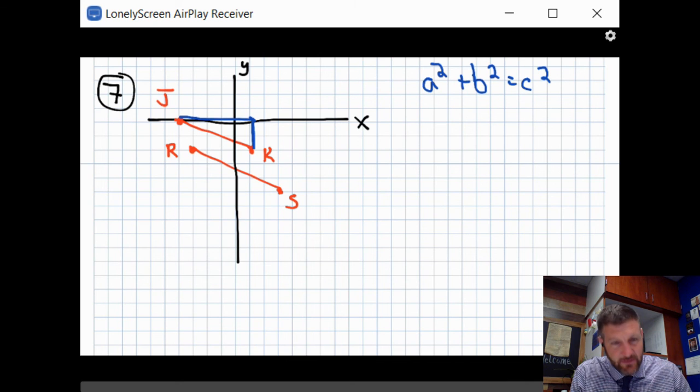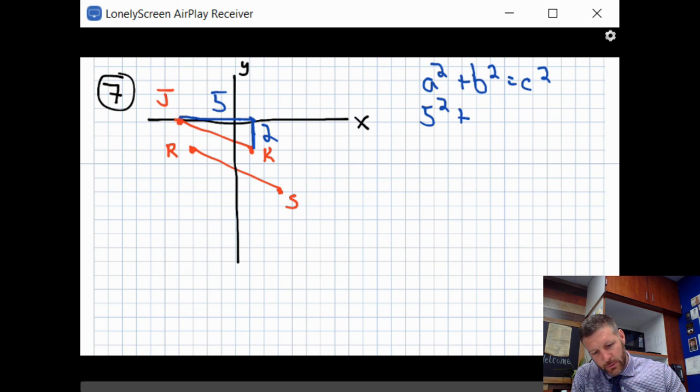That's pretty easy. I don't need to figure out what the coordinates are. I'm just going to count: 1, 2, 3, 4, 5. So this horizontal difference is 5. Vertically, 1, 2. That distance is 2. Very easy. Now I can simply plug those numbers in. 5 squared plus 2 squared equals c squared. That's 25 plus 4 equals c squared, which is now 29 equals c squared.